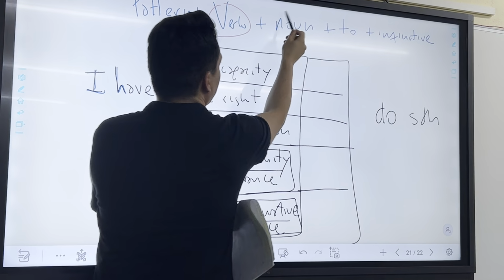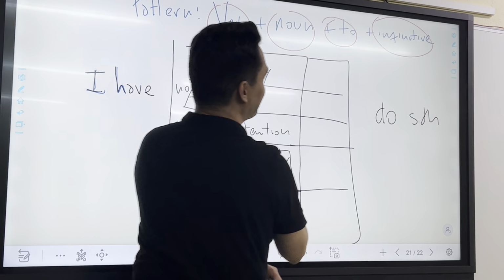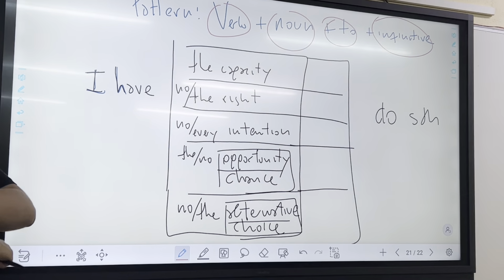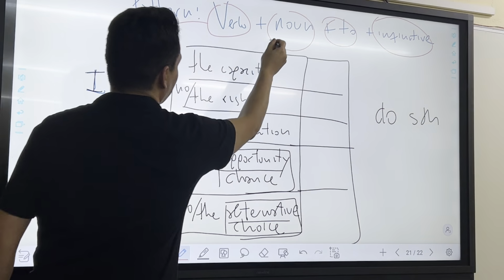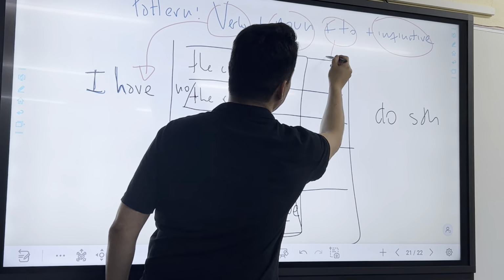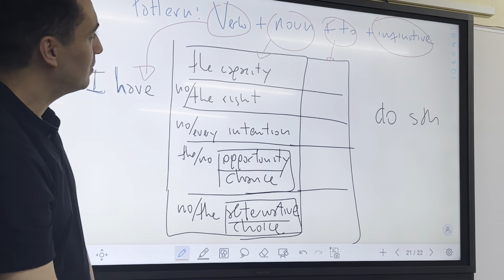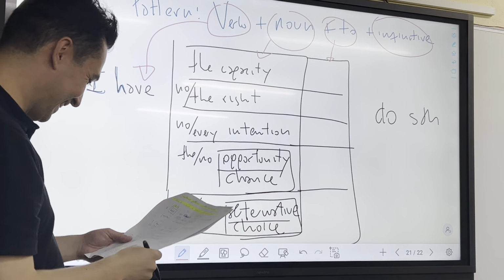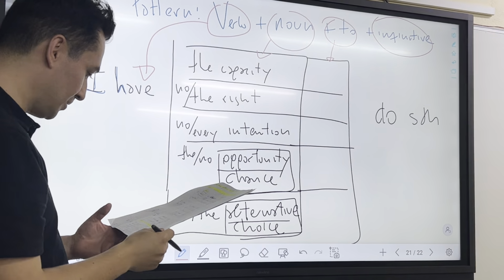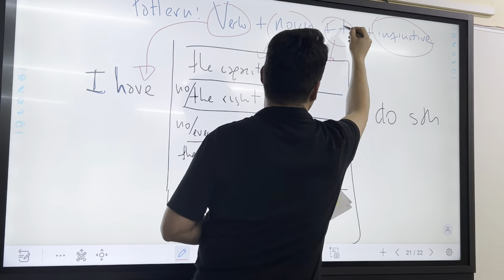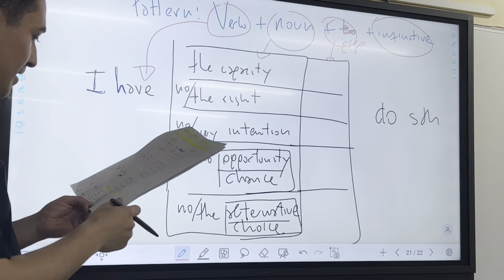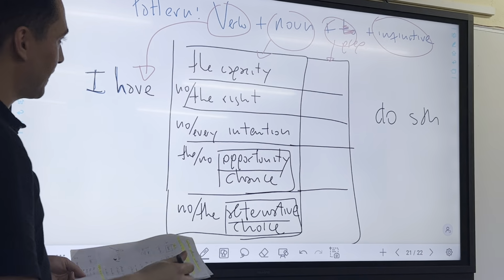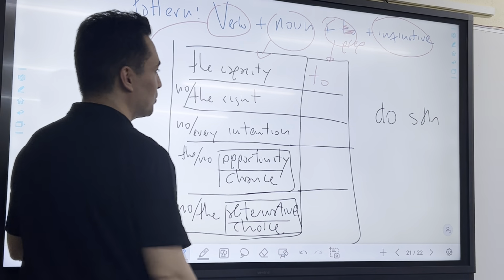Pattern. Again. Verb. Noun. To and infinitive. I have. I have is the verb. Then this is the noun. This is the preposition. Oops. Oh, this is a mistake. I shouldn't write this. I should write here preposition. Preposition and then infinitive. Anyway, the capacity to do something.